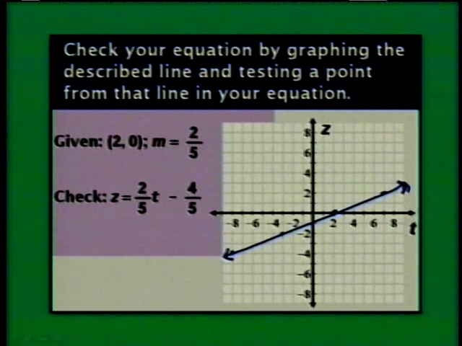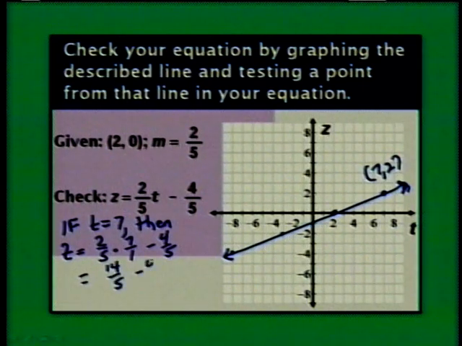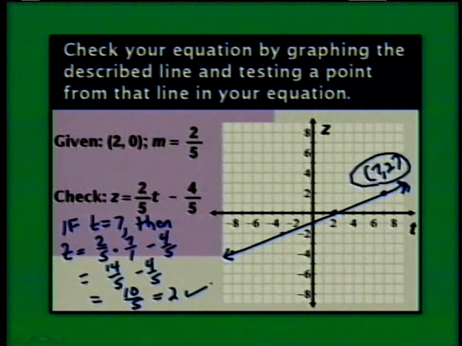Now let's go ahead and find a point on this line and check it in our equation. I see the point 7, 2. Let's check that point. If t equals 7, then the value of z is 2/5 times 7 over 1 minus 4/5. That's 14/5 minus 4/5. Since I have a common denominator, I can go ahead and subtract 4 from 14. That gives me 10 over 5, which is 2. The point 7, 2 does satisfy our equation.